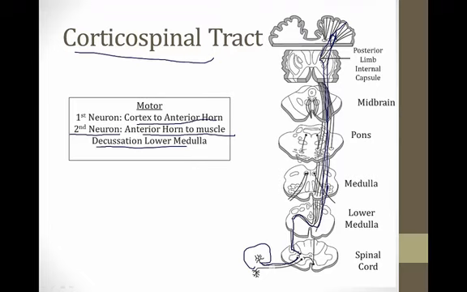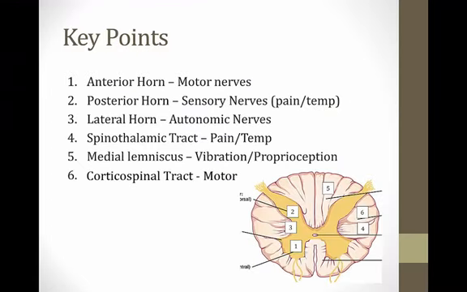On the other hand, lesions in the spinal cord create motor loss on the same side of the body. So let's review the 6 key points you should remember about the gray and white matter of the spinal cord. And we'll start with the gray matter first. Remember that the anterior horn is what contains motor nerves.